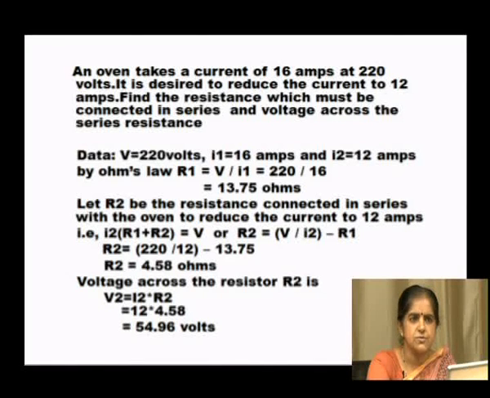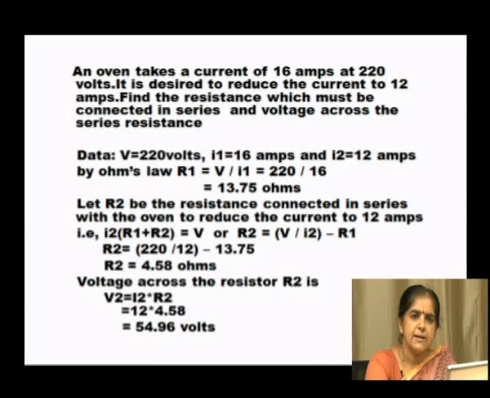Therefore, it is equal to 12 into, what is the value of resistance R2? It is equal to 4.58 ohms. So, V2 will be equal to 54.96 volts. In this way, we can limit the current in the circuit to 12 amperes by introducing another resistance of 4.58 ohms in series with the original resistance.